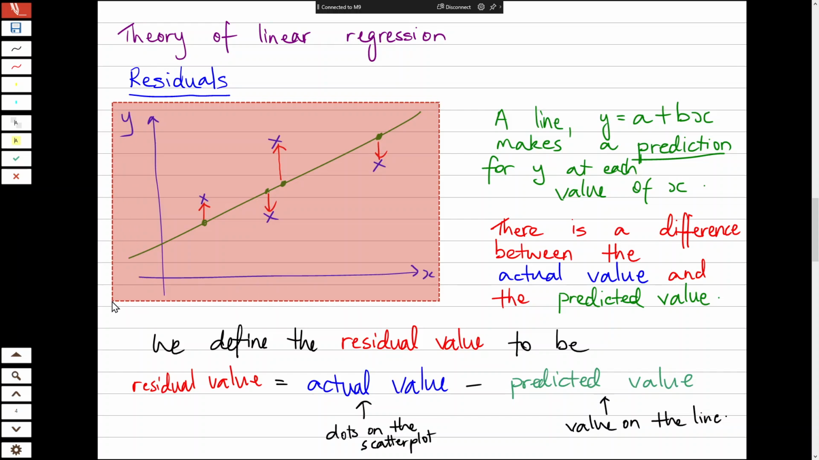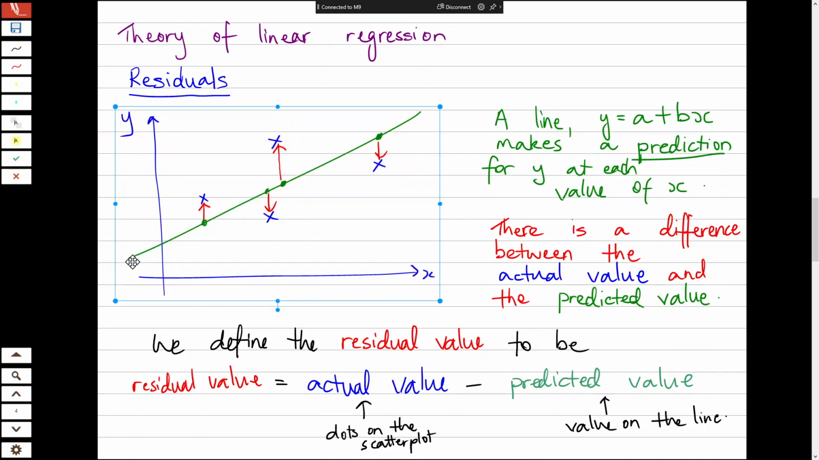All right, so the key idea here is the dots are the original data. The line, which we haven't chosen yet, the line's going to make a prediction, and there's going to be a difference between the prediction and the original value. We call that difference the residual value. Keep that in mind.